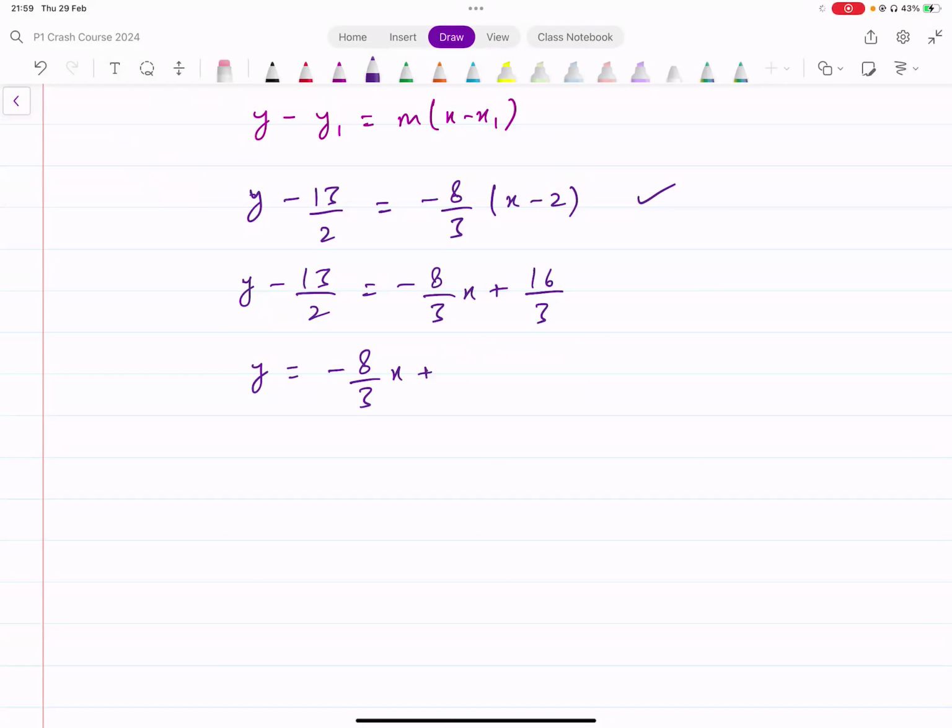32 plus 39, that's going to be 71. I think it's going to be 71 over 6, right? That's the equation that you get. So you can write it in any one of these two forms. That's going to be acceptable.